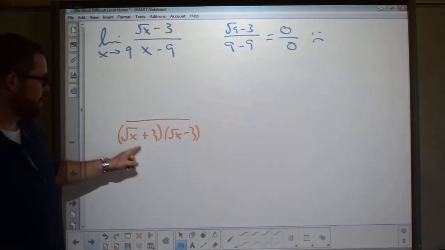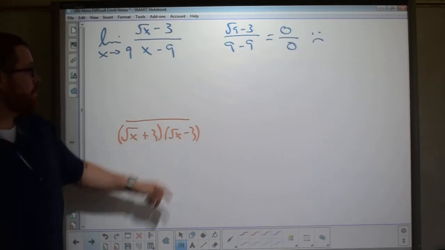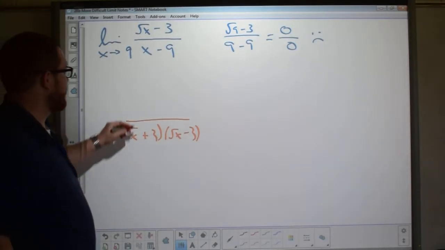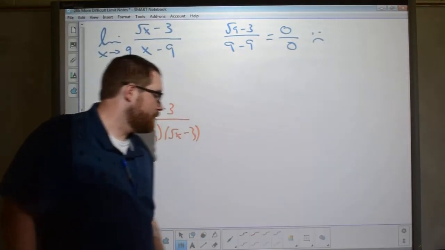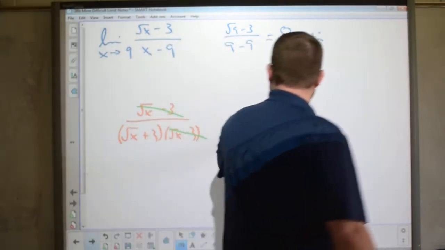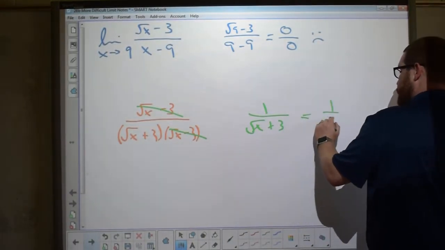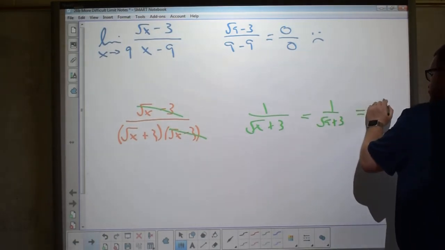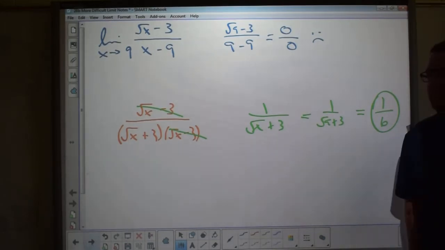That's x minus 3, square root of x plus 3, square root of x will cancel. Minus 9. On top, I still have square root of x minus 3. But notice now, I can cancel. So now I just have 1 over the square root of x plus 3. That's 1 over the square root of 9 plus 3. That's 1/6. So I did factor and cancel. It's just different than what you're used to seeing.